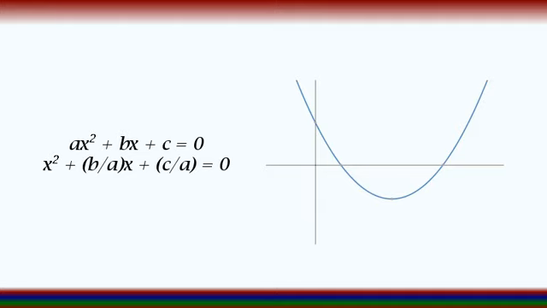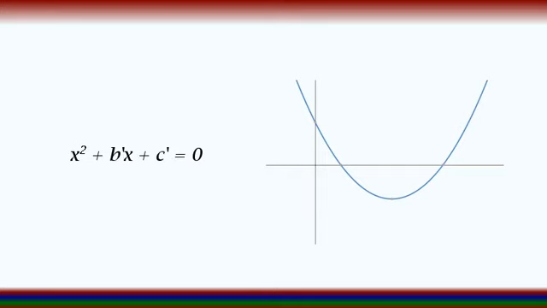Okay, great. So we start with ax squared plus bx plus c equals 0. Divide by a and rewrite. X squared plus b prime x plus c prime equals 0. Now we can get started.